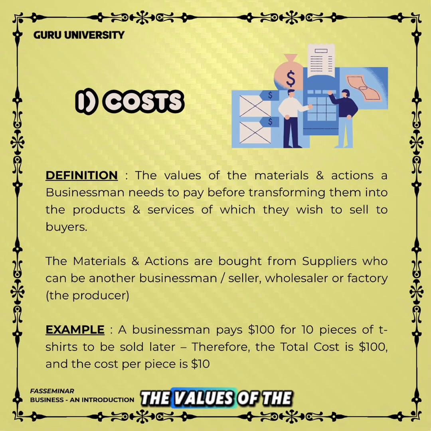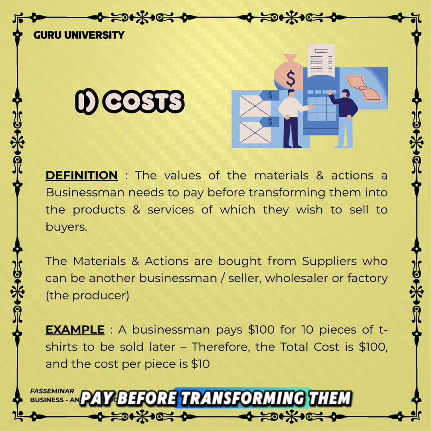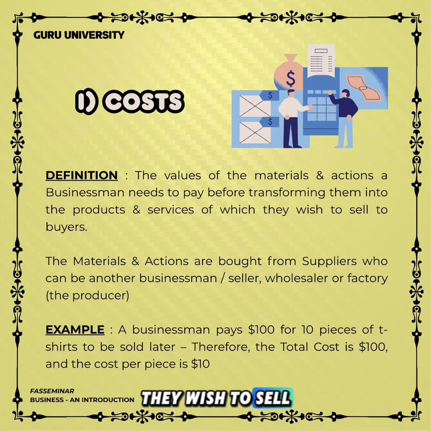Definition: the values of the materials and actions a businessman needs to pay before transforming them into the products and services which they wish to sell to buyers. The materials and actions are bought from suppliers who can be another businessman, wholesaler, or factory, the producer. Example: a businessman pays $100 for 10 pieces of t-shirts to be sold later. Therefore, the total cost is $100 and the cost per piece is $10.